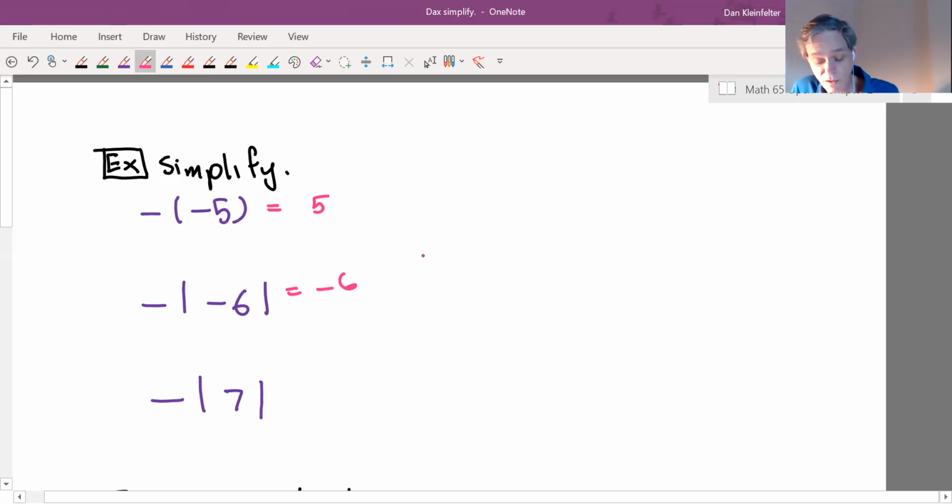Okay, so this can be confusing, so let me do this in 2 steps. The absolute value of negative 6 will be positive 6. So the part inside the vertical bars is going to give us a 6. And then we had the opposite symbol in front. So our final answer there is negative 6.